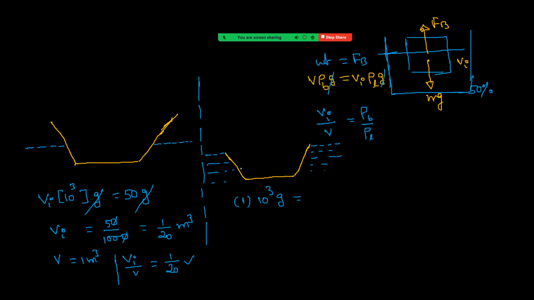Now we can see we are having some water inside the boat, okay? Then this buoyancy force has to balance the weight of the boat plus the weight of water inside the boat, mass of water into g. Okay, see the equation carefully. This is now the buoyancy force, which is balancing the weight of the boat plus the weight of water present inside the boat. Now see the calculation part.